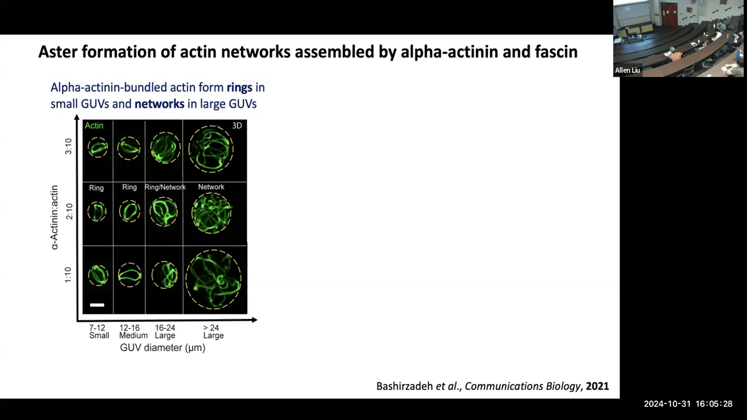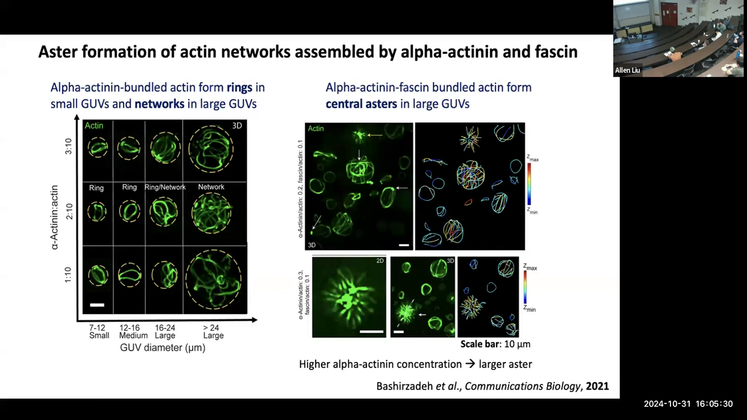Now, if you mix the two together, which is the interest that we have, you start to see another phenotype, which is an aster phenotype. Just to give you an example, these are fields of view of multiple vesicles, but you start to see a region where you have very dense actin in the center, and you have these bundles that radiate out from this center aster.